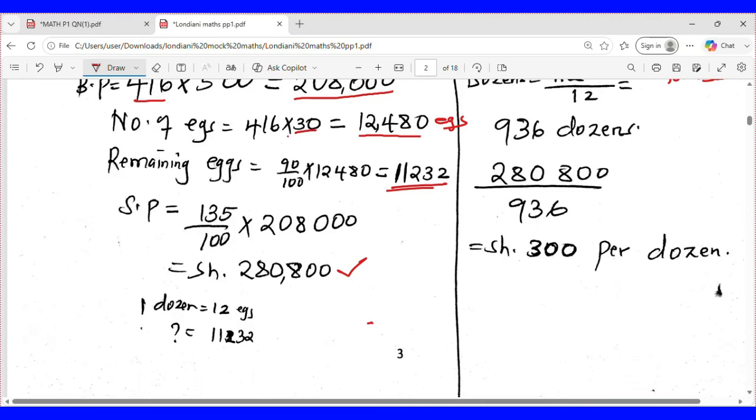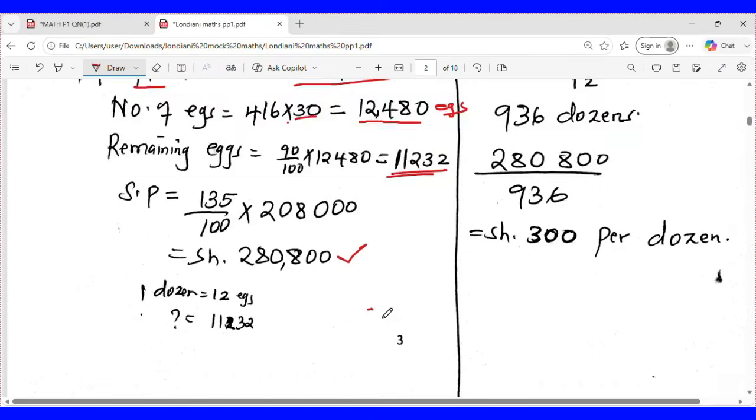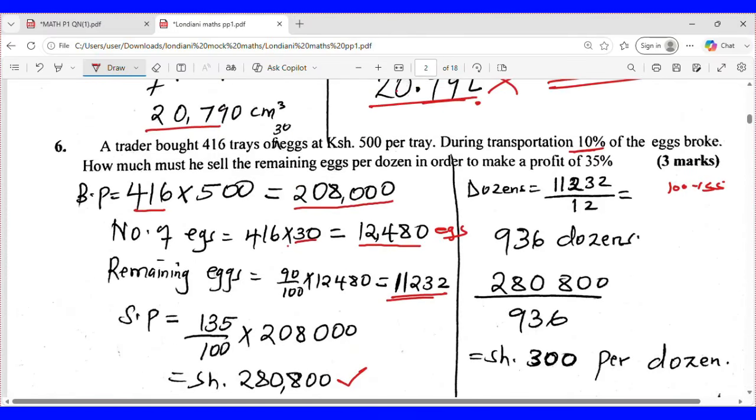So the question was, how much should we sell per dozen? Already we have our profit here. Now 1 dozen is 12 eggs. Then let's get these remaining eggs. How many dozens are here? So it is this divided by 12. 4,032 divided by 12 gives us the number of dozens. So you realize we have 336 dozens here. 336 dozens. So how much should we sell 1 dozen?